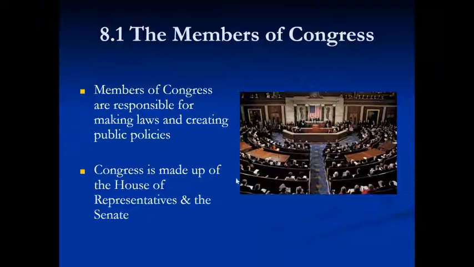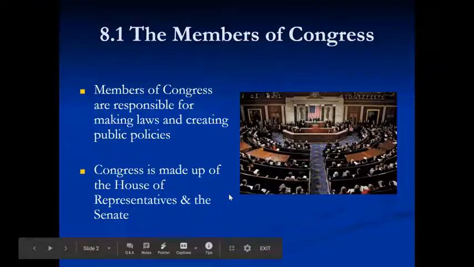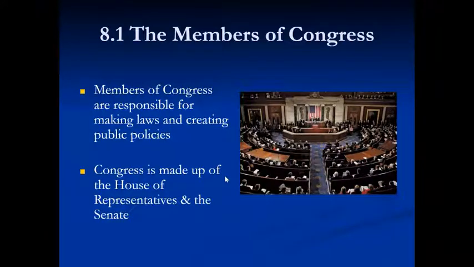Things you need to know for the test. First and foremost, remember that Congress is made up of both the House of Representatives and the Senate. A member of the House is called a congressman. However, the Senate being more powerful, members of the Senate call themselves senators. So just keep that in mind. Congress is made up of two houses, and of course, they are the House of Representatives and the Senate.